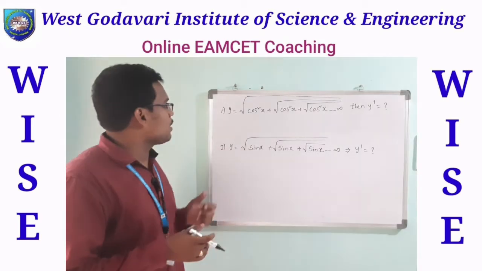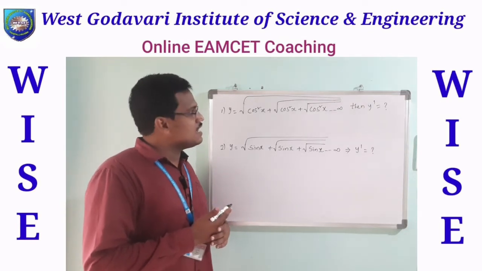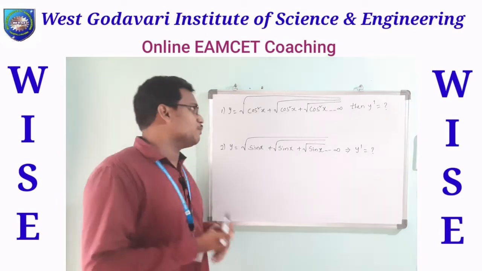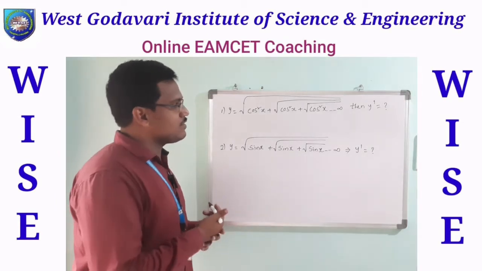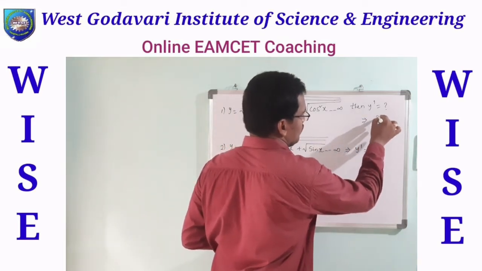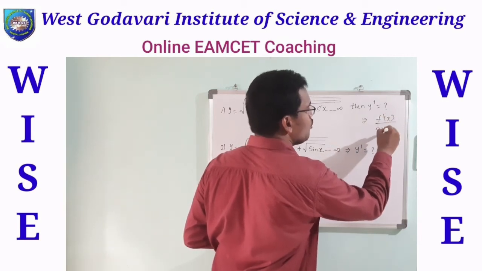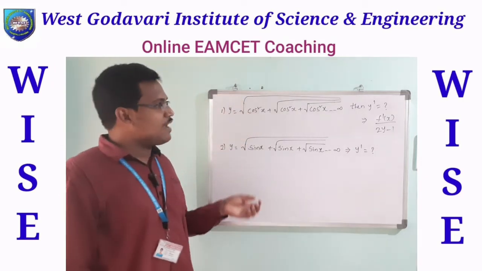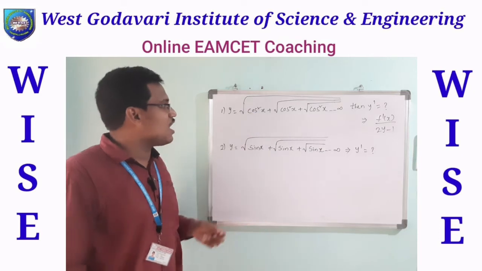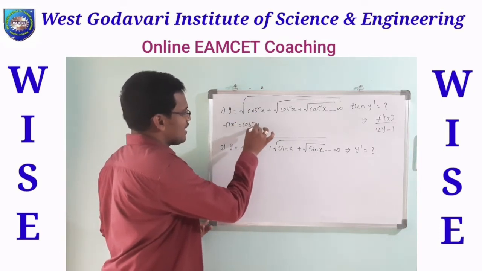Now see the first problem, y is equal to square root of cos square x plus square root of cos square x plus square root of cos square x and so on to infinity. Then y dash is equal to? So simply we have a shortcut technique, that is f dash of x by 2y minus 1. So we have to know the f of x from this form. So here f of x is cos square x.